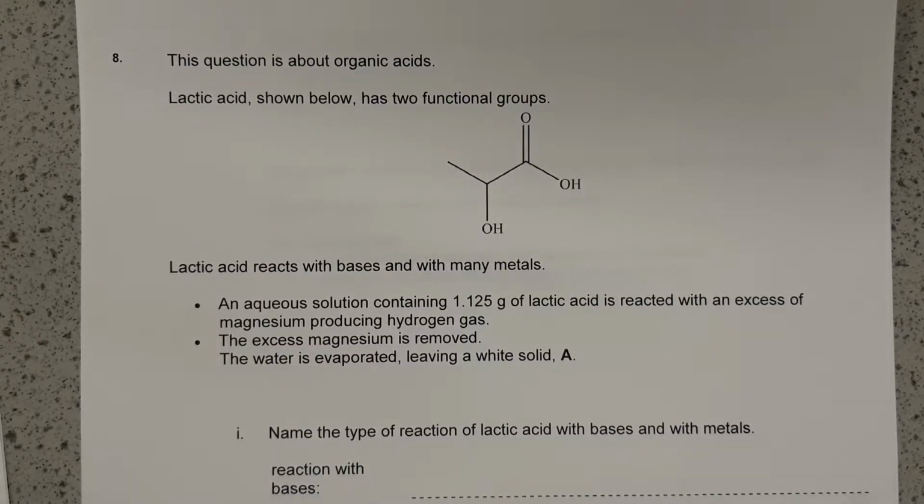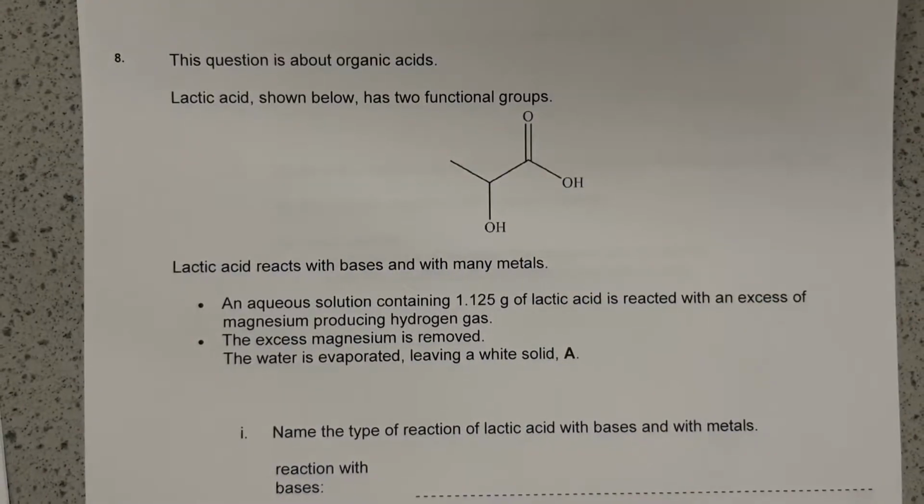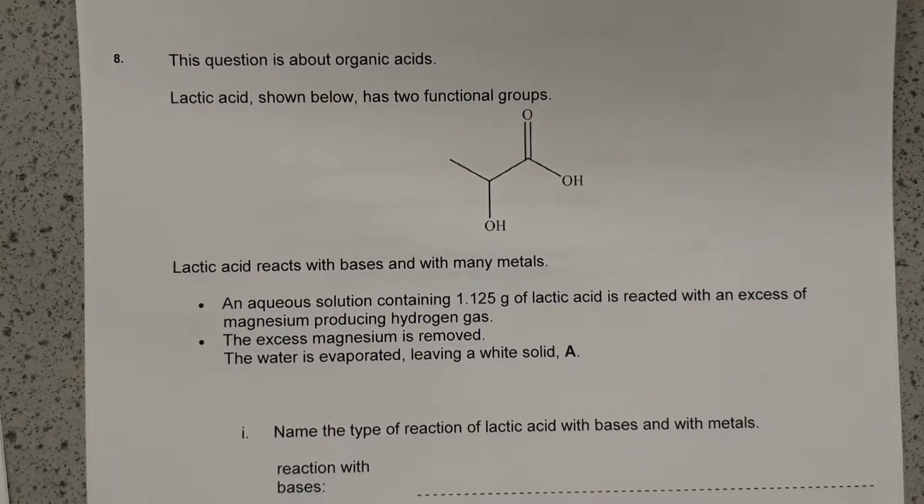Question 8 is questions about organic acids. Lactic acid is shown below as two functional groups. So we've got the carboxyl group here and we've got the OH group. Lactic acid reacts with bases and with many metals. An aqueous solution containing 1.125 grams of lactic acid is reacted with an excess of magnesium producing hydrogen gas. The excess magnesium is removed. The water is evaporated, leaving white solid A. Name the type of reaction of lactic acid with bases and metals.